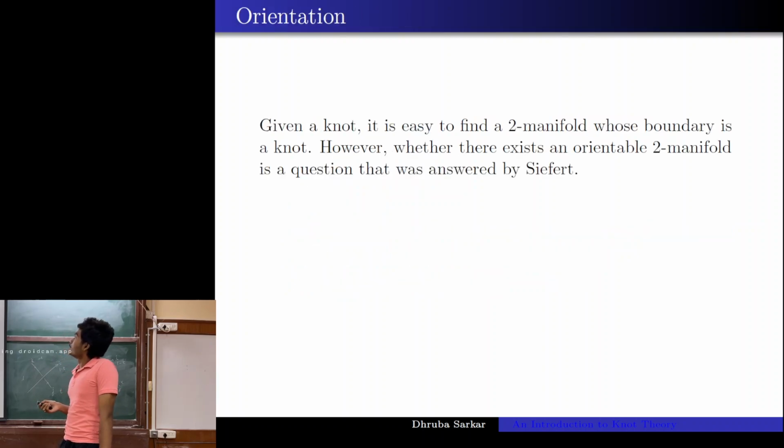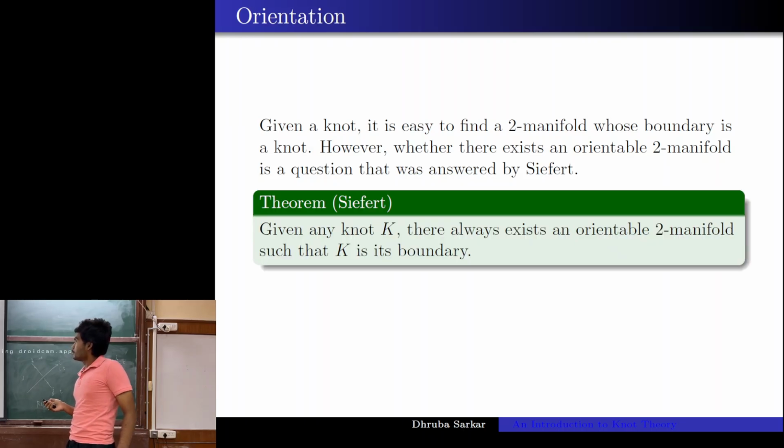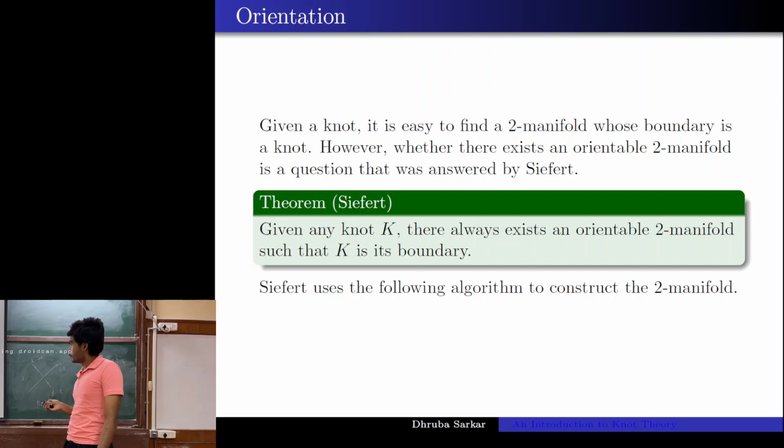And now we'll look at Seifert's algorithm. Given a knot, one can somewhat construct a two-manifold whose boundary is the knot. However, whether or not there exists an orientable two-manifold is a question whose answer you can get using something called Seifert's algorithm. So what is Seifert's algorithm? This is the theorem that Seifert gave, that given any knot, you can always find an orientable two-manifold such that the knot is its boundary.